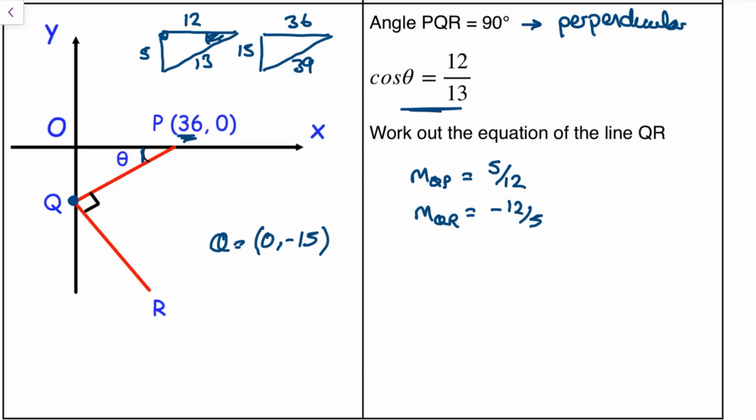Wow, what a question. And actually it's not that bad, is it? Because I've got the intersection, so I've got my C value, so actually we just put this together. So therefore y, which is the line QR, so y equals minus 12 over 5 times x minus 15. That felt a lot worse than it actually was.